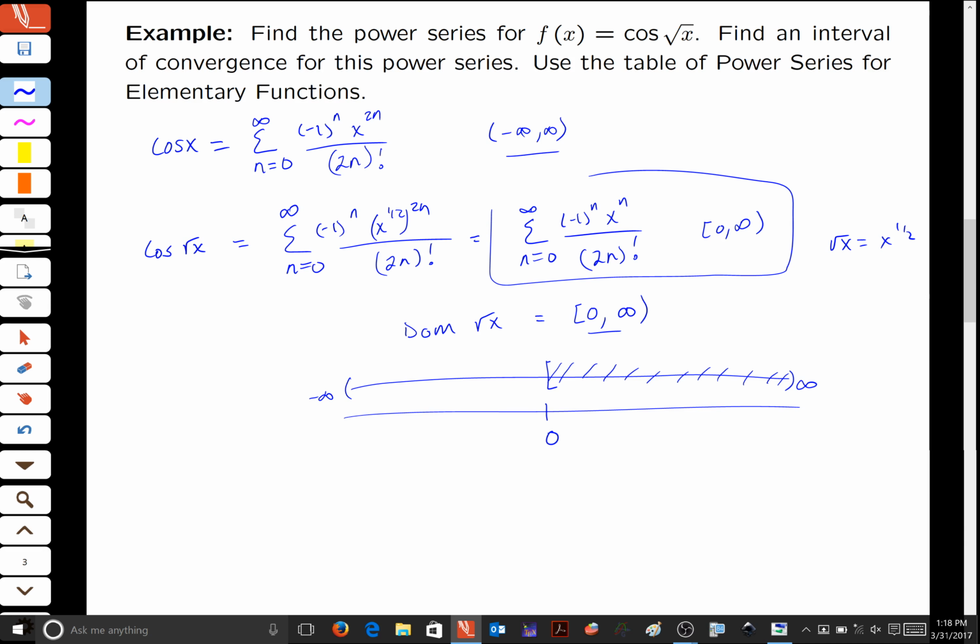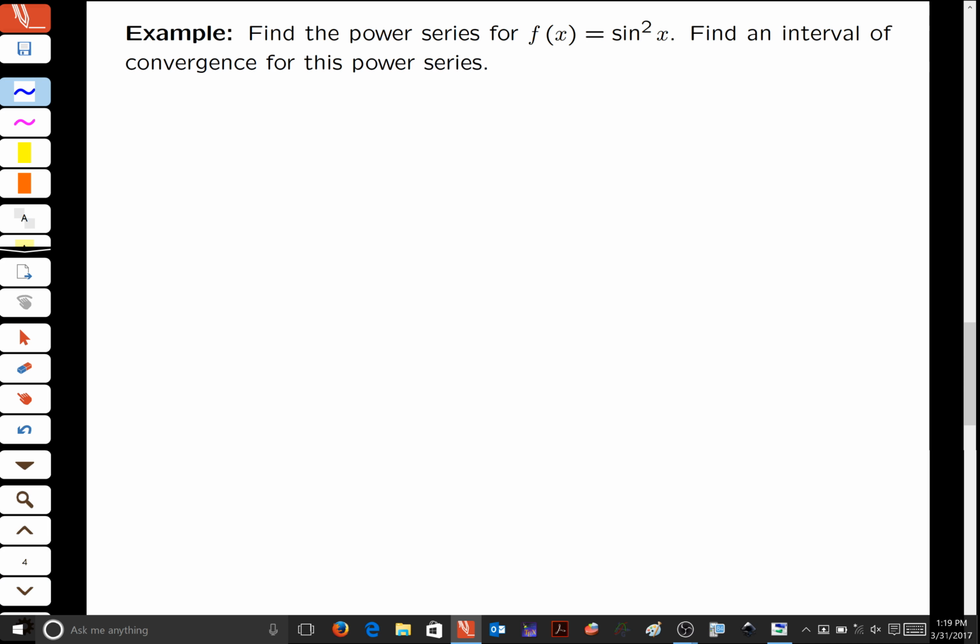Any questions on that? Bless you. Not too bad so far, right? So your interval of convergence would be 0 to infinity, including 0. You restrict it to where both of them, the domain and your series, converge. So let's do another one.